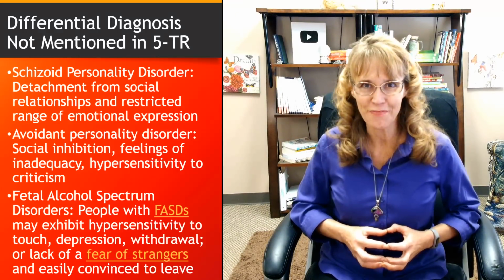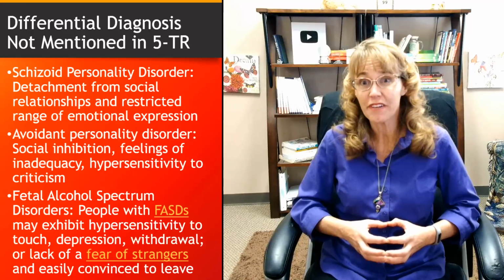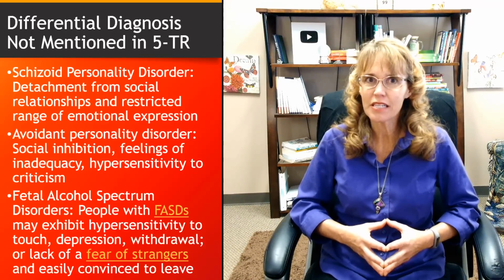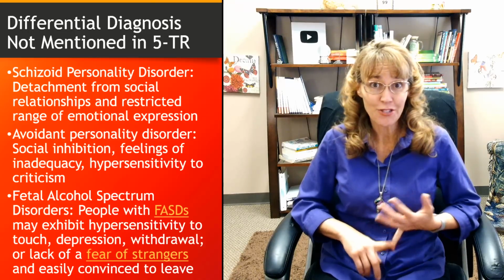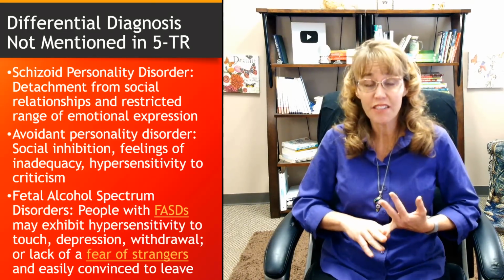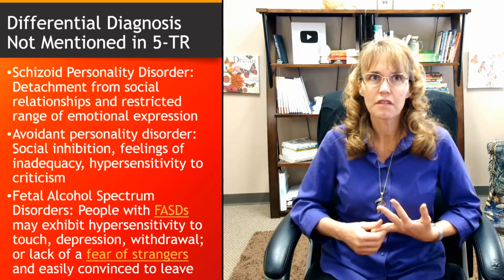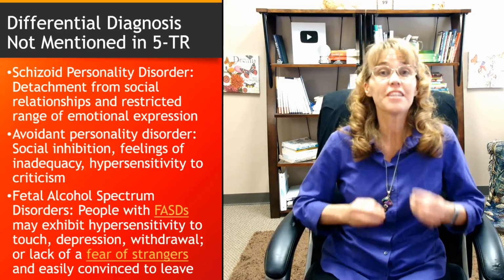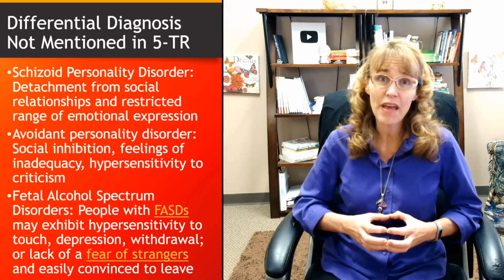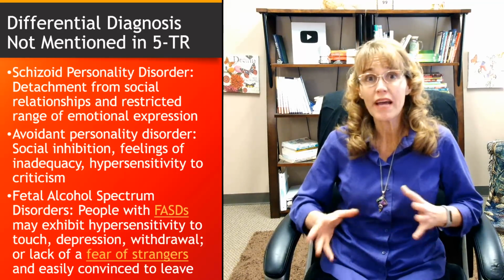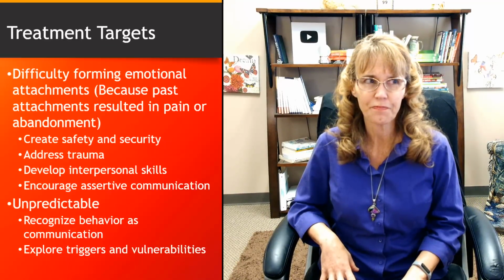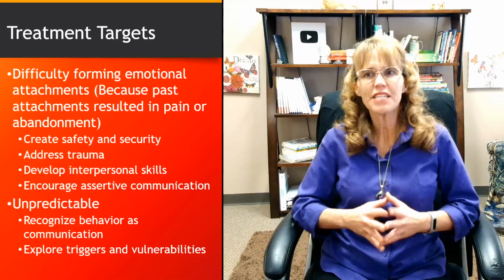The takeaway from that is the treatment is going to be very different if the person has an FASD versus disinhibited social engagement disorder or reactive attachment disorder, because cognitively they have differences from people who don't have FASDs, and they may also have some neuroatypical qualities that also need to be addressed. Treatment targets.